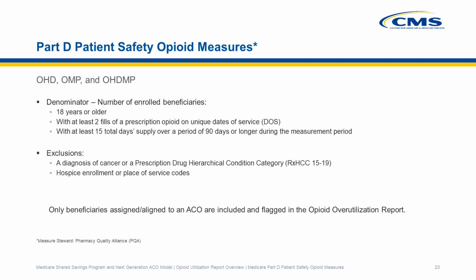The denominator or inclusion criteria for the patient safety opioid measures for OHD, OMP, and OHD-MP is the same for all 3 measures. The denominator for these Medicare Part D patient safety opioid measures is the number of enrolled beneficiaries who are 18 years or older with at least 2 fills of a prescription opioid on unique dates of service, and at least 15 total days supply over a period of 90 days or longer during the measurement period. The exclusions for these patient safety opioid measures are a diagnosis of cancer or a prescription drug hierarchical condition category of 15 through 19, and hospice enrollment or place of service codes.